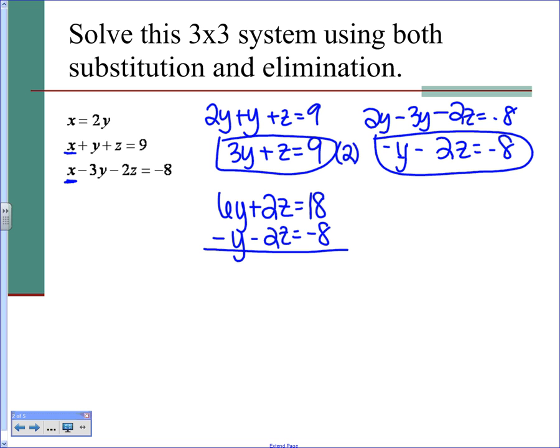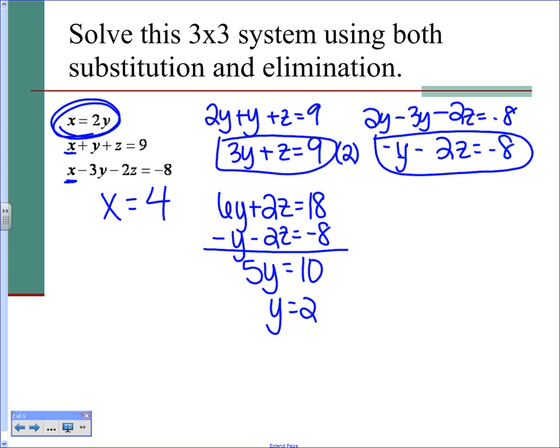Now what? Do you see how that works? Okay, now what? From this one, what does x have to be? Okay, now what? Plug it in here. Do you see how that works? Does that make sense?